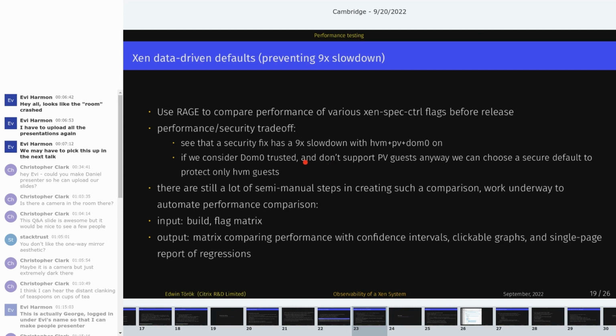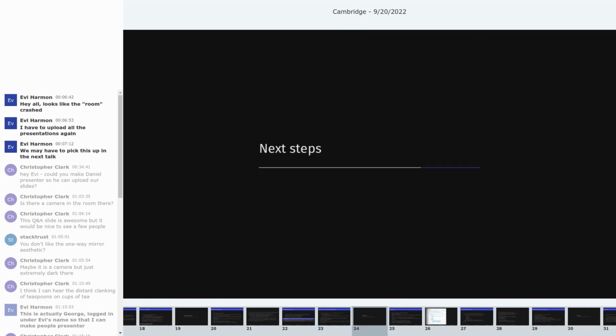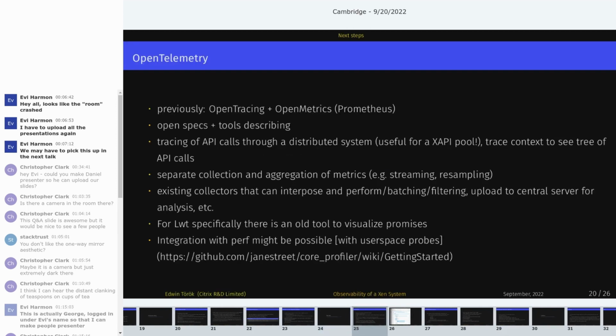But still, the 9 times slowdown is not really acceptable for Dom0. But we found out luckily that tweaking the spec-ctrl line so that we apply a particular mitigation only to HVM guests, but not PV guests, avoids this massive slowdown. And that's of course good to know before you release it. There are some details here on the slide on how this works and what the inputs and the outputs of RAGE are. I'd like to talk a bit more about the next steps here.